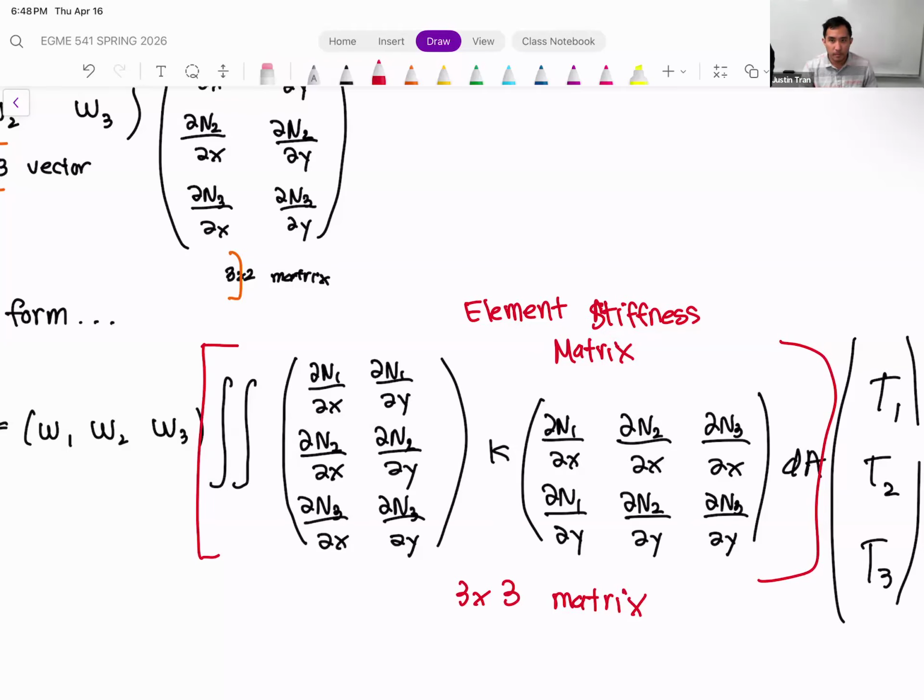Oh, okay. Oh, so there was also another code for the truss. Yes.